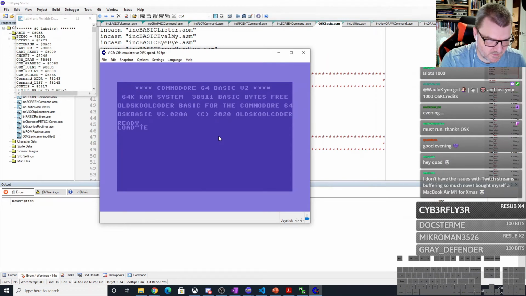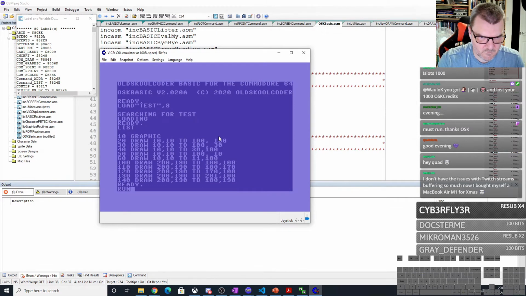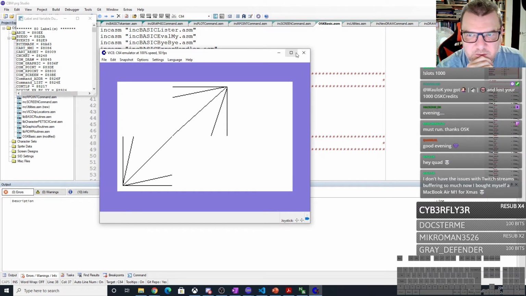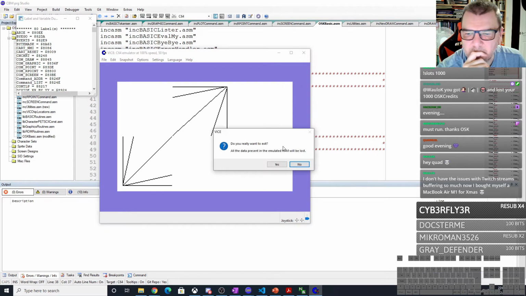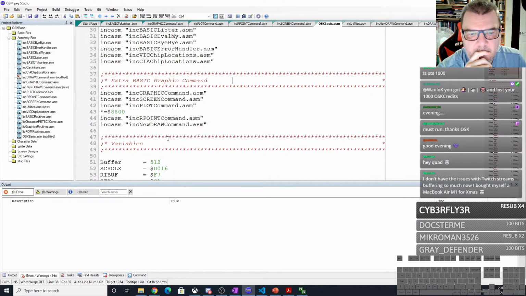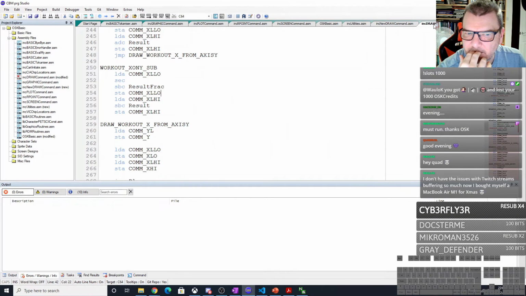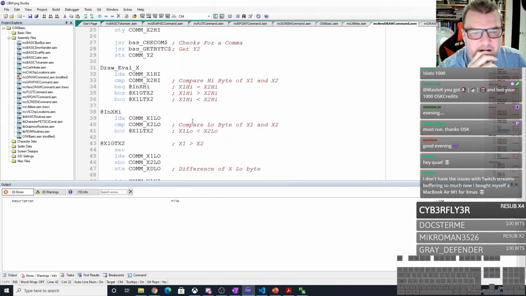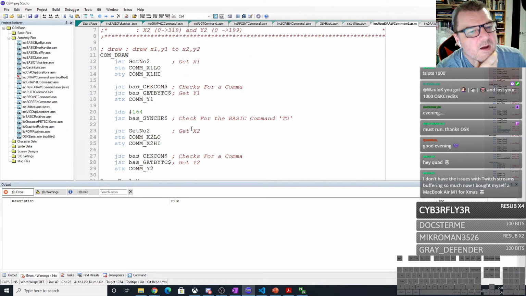Right, let's load my test file in. That didn't feel any quicker or slower. That should have been lightning quick. Oh, have I been modifying the wrong one? Oh, you're joking me. I've been modifying the wrong one.